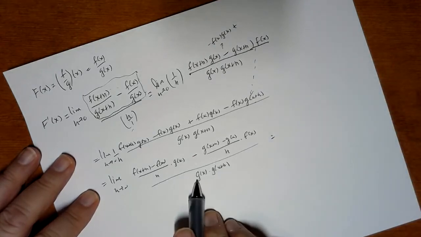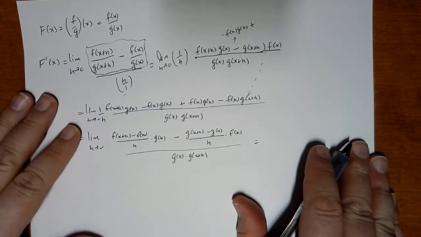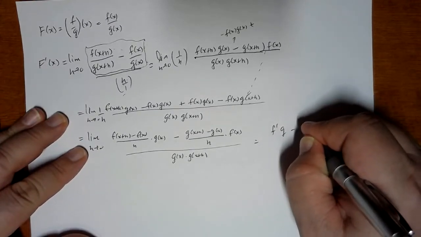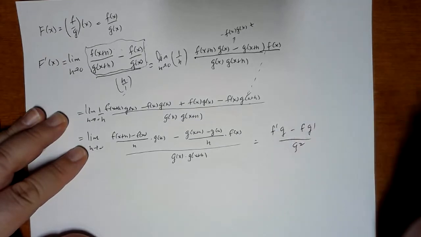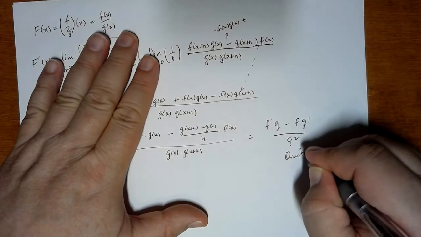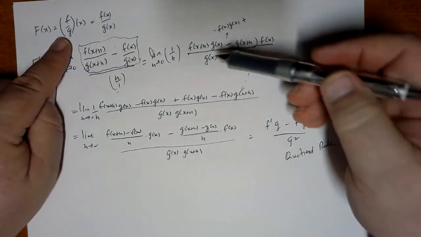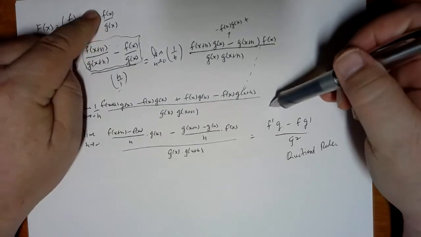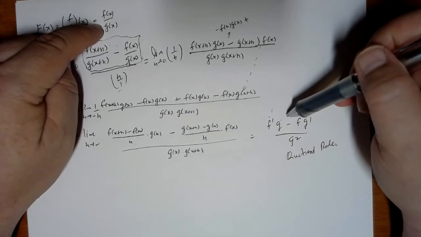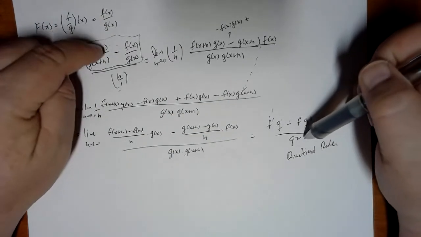So now when I bring the limit inside, all the limits exist separately, and boom, boom, boom, boom. There we go. That's the quotient rule. So what does the quotient rule say? To differentiate f divided by g, take the derivative of the numerator, multiply by the denominator, minus the top times the derivative of the bottom, divided by the bottom squared.